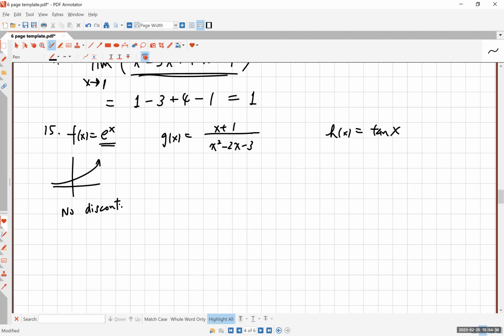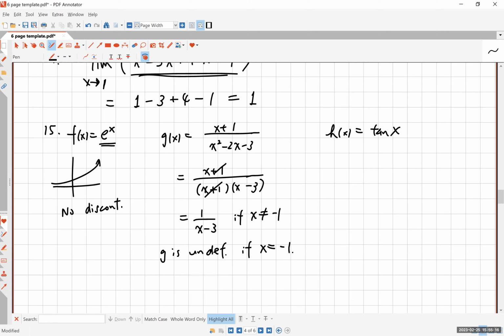Now, g of x is slightly more complicated, right? Let's try to factor and see if you can do this. 1 and 3 plus 1 and minus 3 would do that, right? So this will be canceled, and it's equal to 1 over x minus 3 if x is not negative 1. If x is negative 1, then you have 0 over 0, that's undefined, right? So the graph is going to be, so this is that g is undefined if x is negative 1.